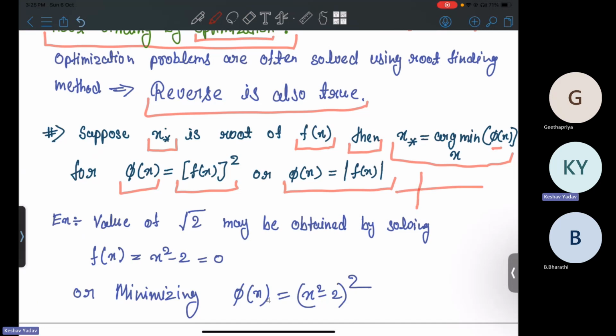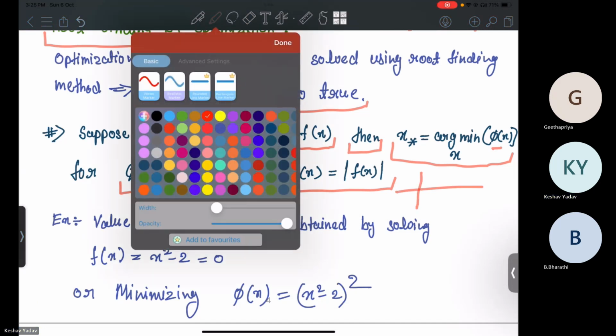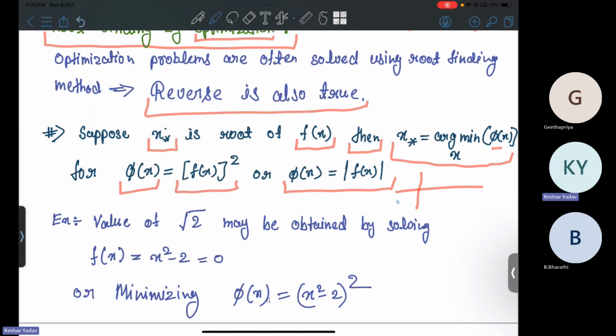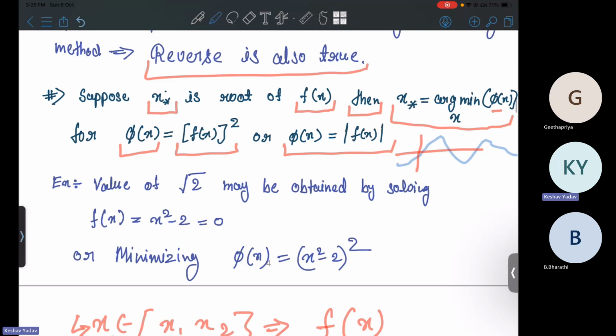If you plot, suppose I am plotting f of x, this f of x can be positive or negative. If I take the square, all negative terms will also be positive. Only the zero term will remain here. If I take the modulus, the plot will be converted like that. So the minimum point will be the roots only.